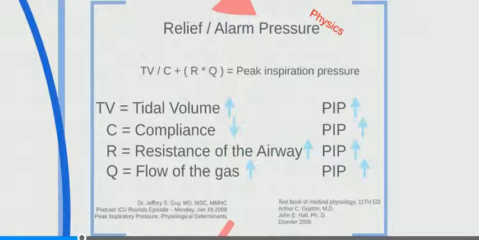This is a really cool equation to break down and go over ways why that alarm might be going off. So when you guys get the chance, write this equation down and come up with some new ideas on why tidal volume, compliance, resistance of the airway, and the flow of gas can affect peak inspiration pressure. Let's go on. That's enough physics for right now. Let's do some fun stuff.